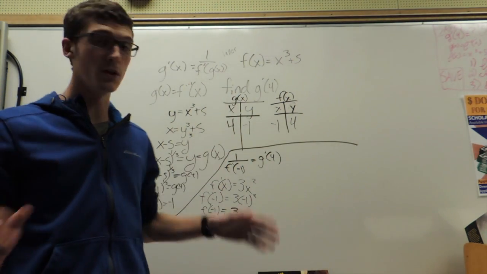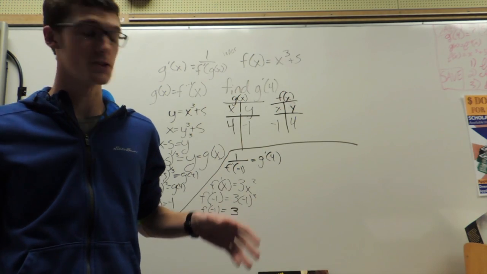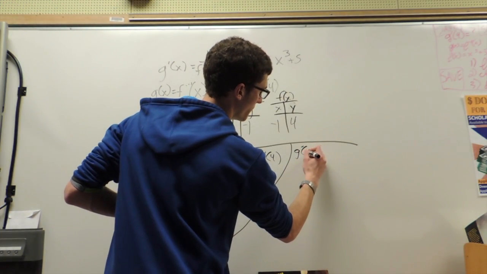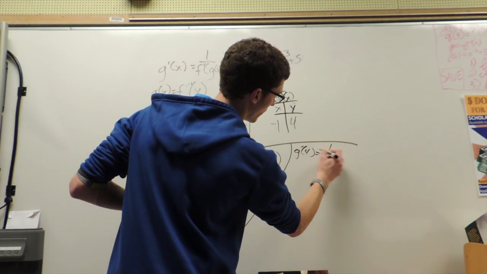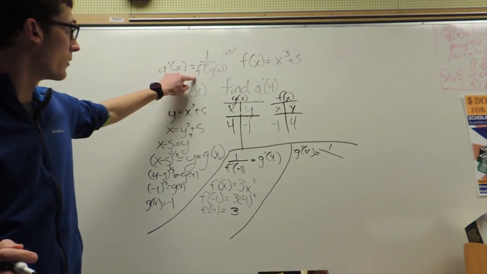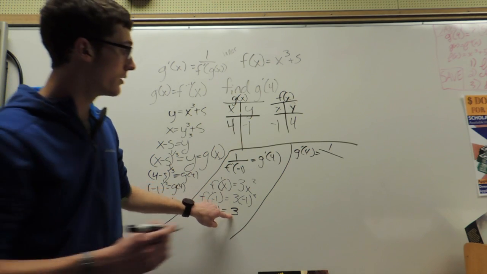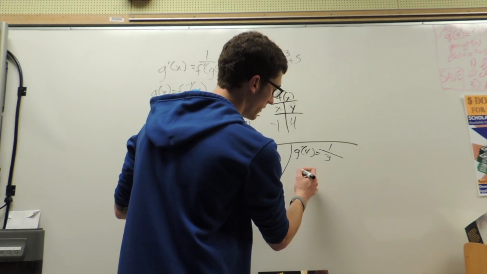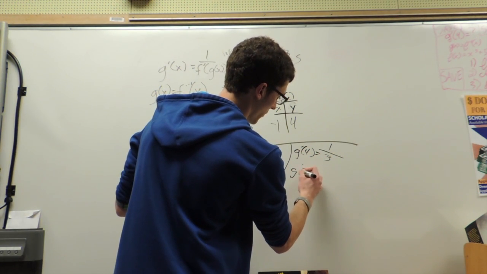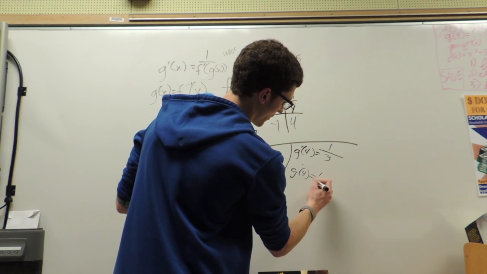So now we have just pretty much found everything we need to know to finish the problem. g prime of 4 equals 1 over, we've just found f prime of -1, f prime of -1 equals 3, so it's going to be 1 over 3. So the final answer is g prime of 4 equals 1 over 3.